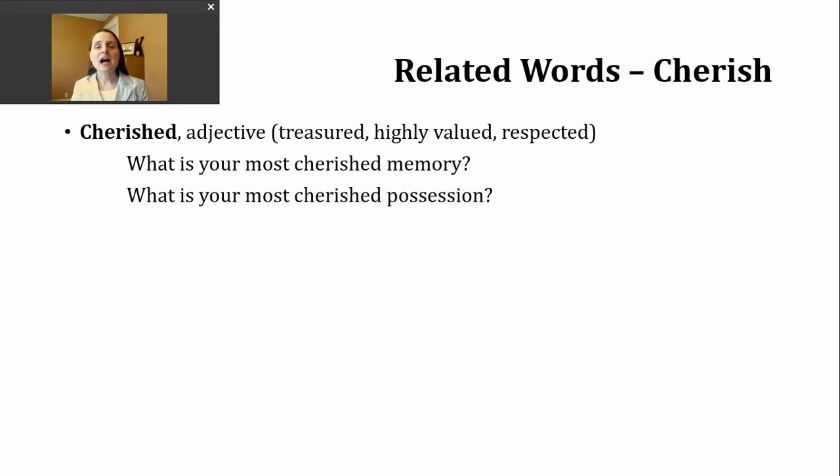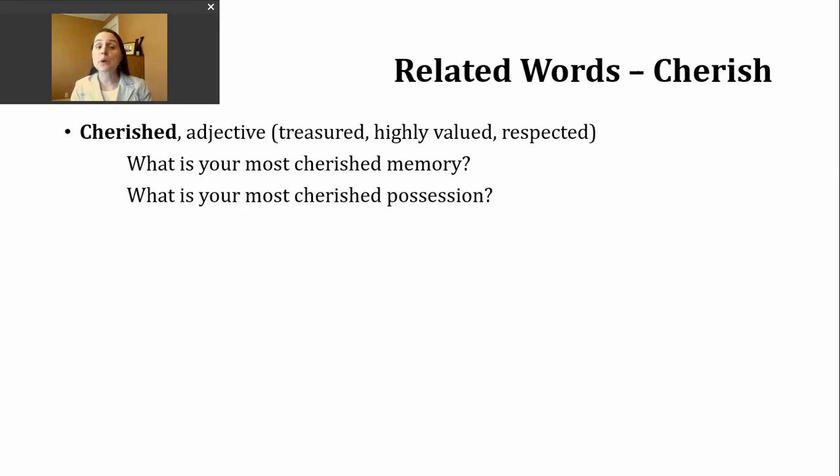Okay. Now, we're going to look at one related word with our verb, and it's the adjective cherished. You might be looking at this and thinking, hey, that's the past tense and the participle form of the verb, and you're absolutely right. So same spelling, same pronunciation. I just thought it was more common that you might hear this word also used in its adjective form. So when someone uses cherished as an adjective, they might mean that something is treasured, highly valued, or possibly even respected.